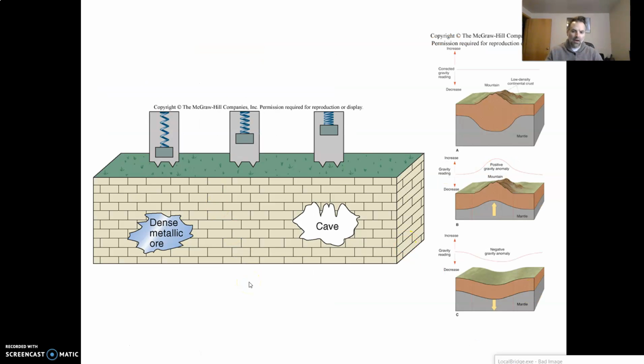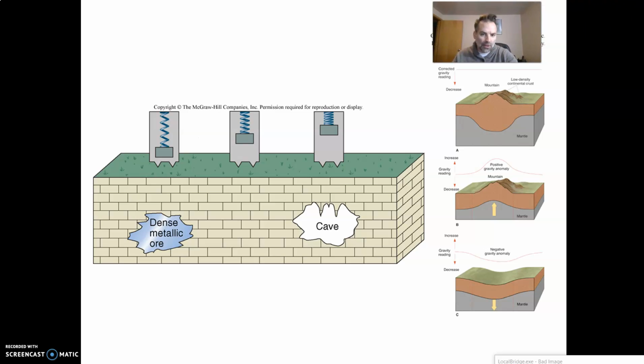Here's a perfect example showing a spring with a suspended weight on it, and here is the same situation. If you have a really dense metallic object or piece of metal underground, the gravitational pull is going to be much greater than it would with the limestone rock here. And it's also going to pick up this cave. It's going to be even less here with this hollow space in the rock.